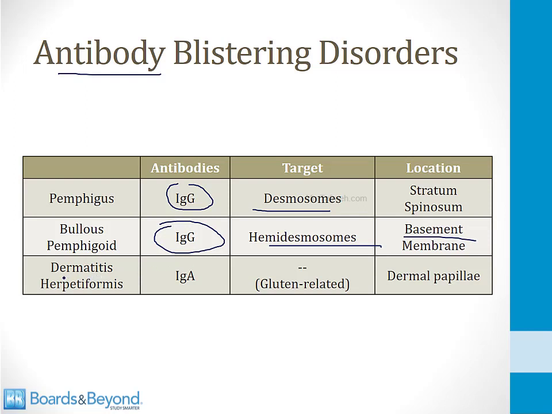And then finally, we talked about dermatitis herpetiformis. This is caused by IgA antibodies. This is gluten-related. It's common in patients who have celiac sprue. And the antibodies in the case of dermatitis herpetiformis are found in the dermal papillae. And that concludes our video on blistering disorders.